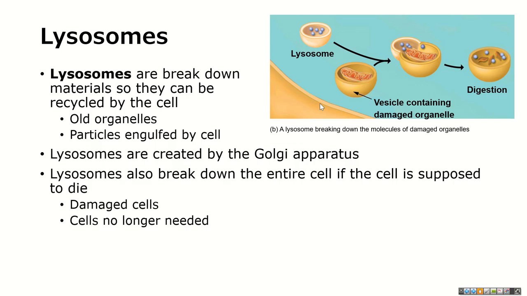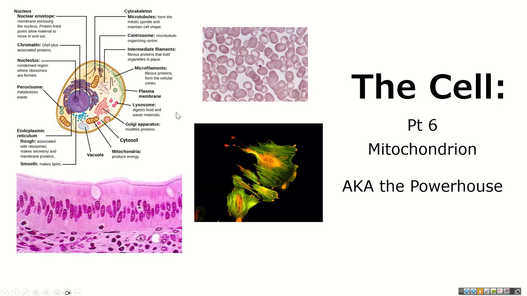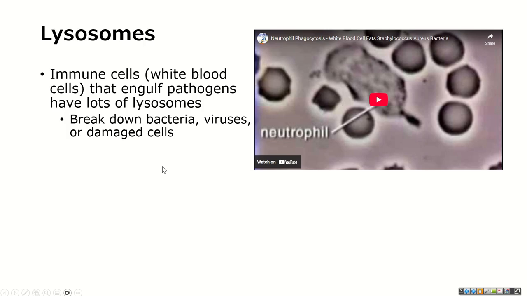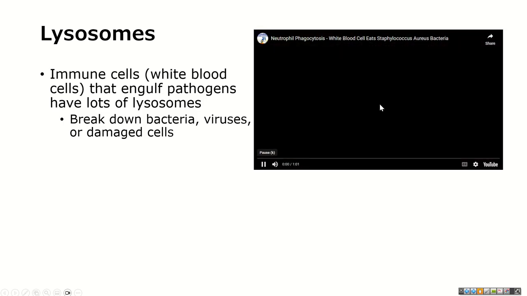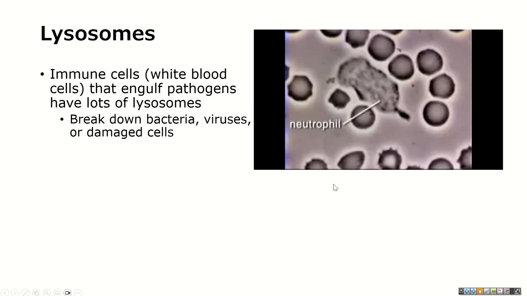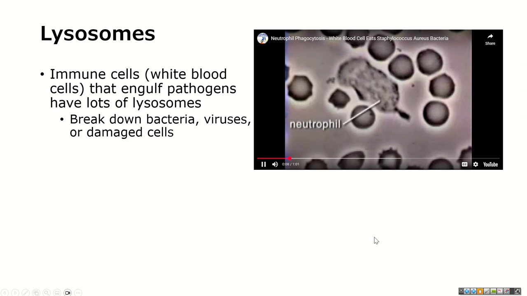Now, another type of cell that has a lot of lysosomes, oop, what happened to you? There you go, are some of your white blood cells, particularly neutrophils. So I'm going to show you this video. And this is going to show a neutrophil.